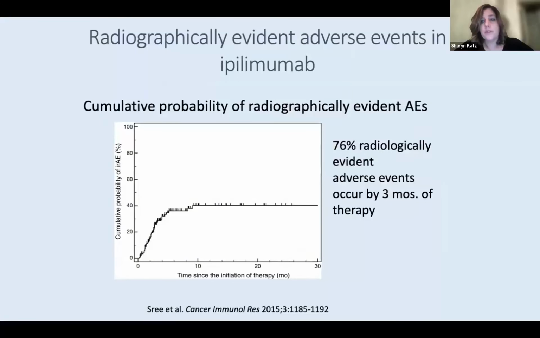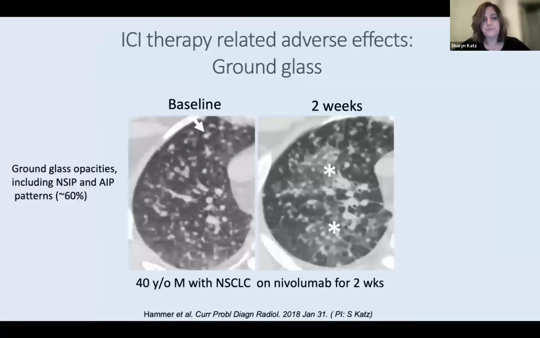In some of the early work that was done, they showed that about 76% of radiologically evident adverse events occur within the first 3 months of therapy. That includes radiologic pseudoprogression as well as ICI-induced pneumonitis and colitis, dermatitis, etc. So most of that is going to happen in the first months of therapy. And that's something that's important, again, for us to know as radiologists: where a patient is in their therapy. Not that it can't happen further out, but most do happen in those early months.